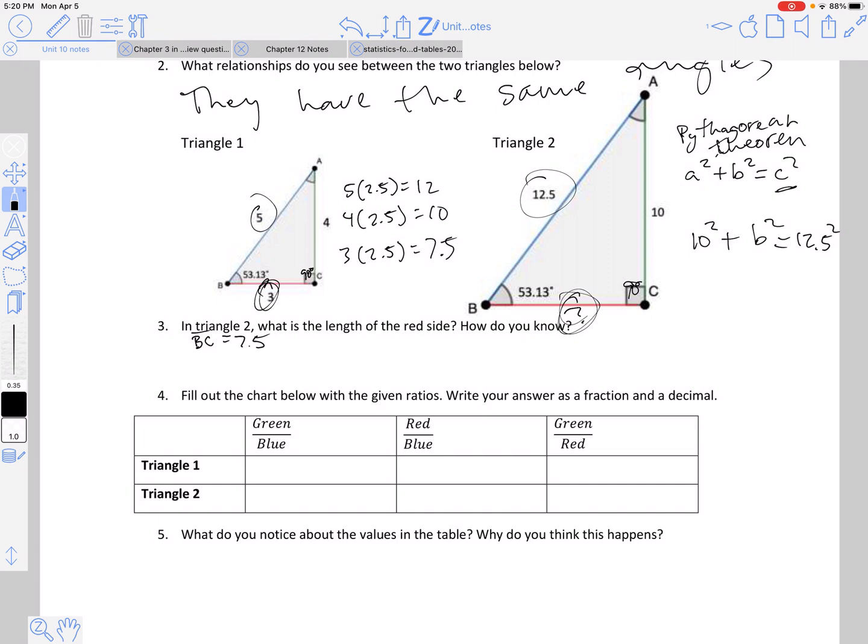So side BC is equal to 7.5 because of the Pythagorean theorem, or because it should be 2.5 times bigger than this corresponding side from triangle 1.